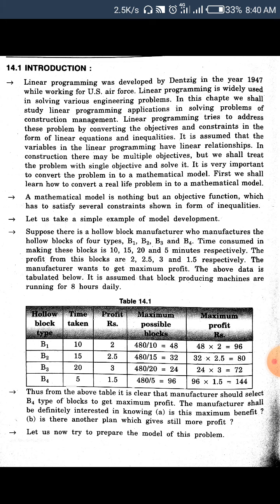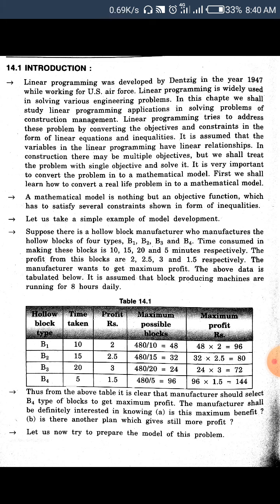Now for the above data, it is assumed that the block producing machine is running for 8 hours daily. Clear? So the maximum possible blocks are for 8 hours daily. So 8 hours multiplied by 60 minutes, we get the answer in minutes. So total 480 minutes the block manufacturing machine is running.